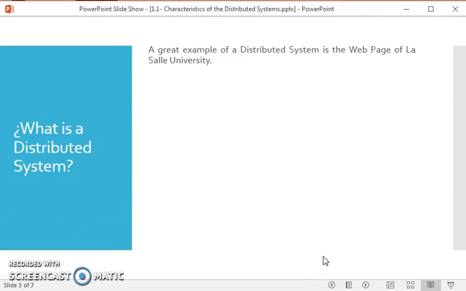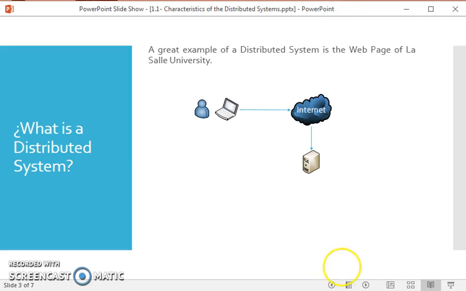In this case, we have a great example of a distributed system in the web page of LaSalle University. We're going to have a user that wants to enter the web page of the university. That user connects using his or her computer to the internet. So basically a signal is sent from his computer to the internet. Then from the internet it goes to a specific server in one of the data centers of the LaSalle University.